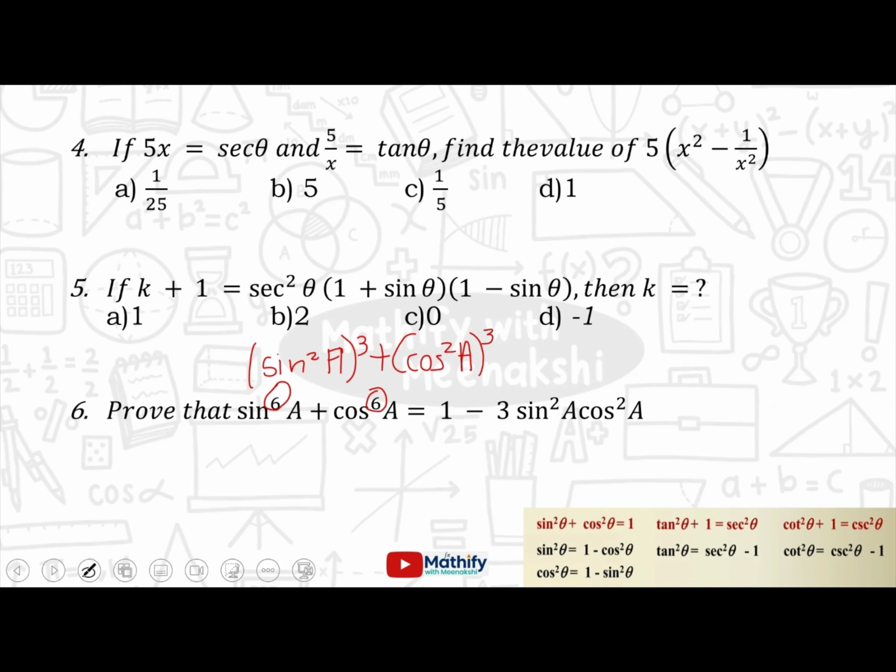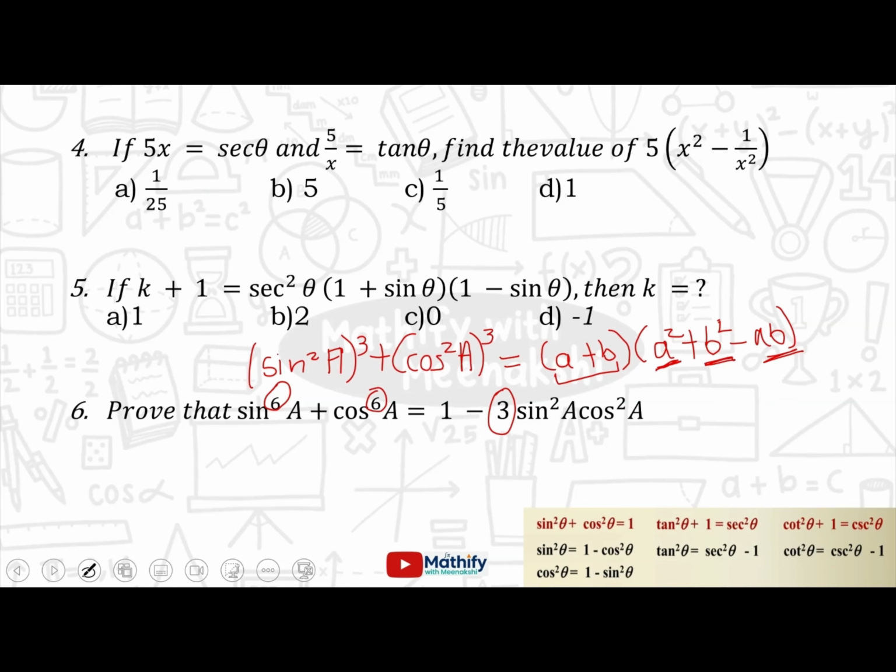Now we know a cube plus b cube can be written as one thing. If you see the identities, it can be written as a plus b into a square plus b square minus ab. But if you solve like this, just see what you will get. You will get sine square plus cos square, that is 1. But here you will get sine raised to the power 4 plus cos raised to the power 4 minus sine square cos square. How will you solve this? Just think, can we write something so that we'll get 3 directly?